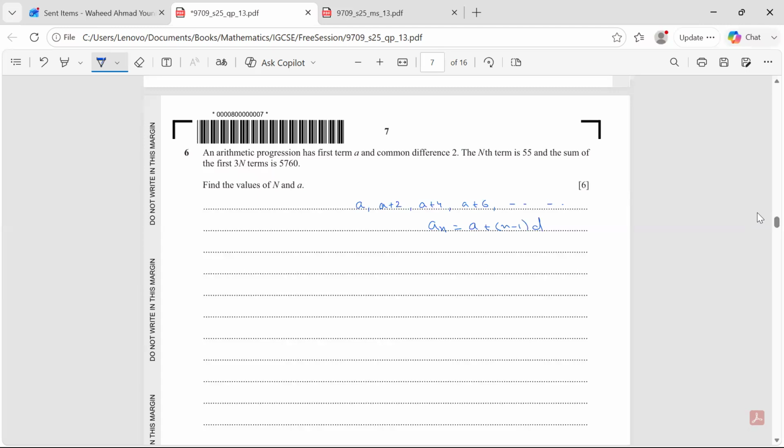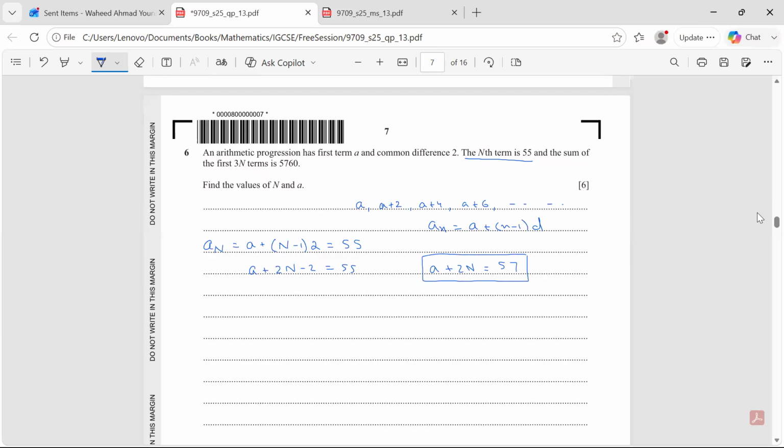Okay, so we are given that the Nth term is 55. So here, a plus capital N minus 1 into the common difference of 2 is equal to 55. Okay, so a plus 2N minus 2 equals 55. So here you can see that a plus 2N equals 55 plus 2, which is 57. Okay, so this is one relationship I got between a and capital N.